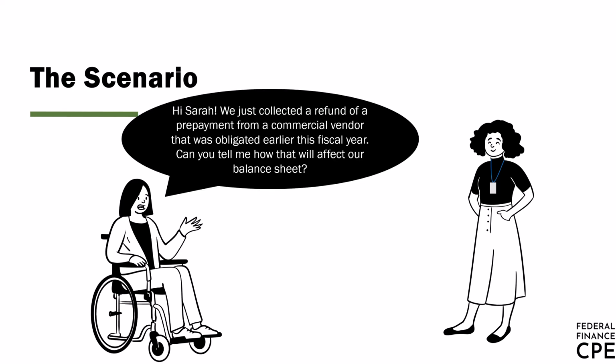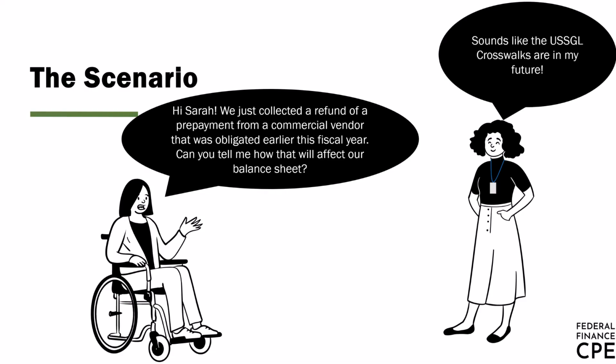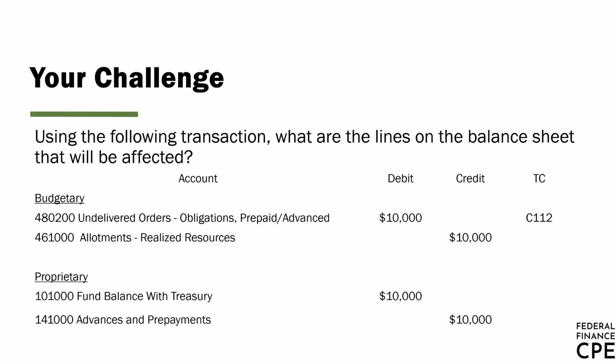Sarah's meeting a colleague and goes, hey, we just collected a refund of a prepayment from a commercial vendor that was obligated earlier this fiscal year. Could you tell me how that will affect our balance sheet? Sarah goes, sure. And it sounds like the crosswalks of the USSGL are in my future. So here's our challenge. Using the following transaction, what are the lines on the balance sheet that are going to be affected? So you'll see here we're using transaction code C112.